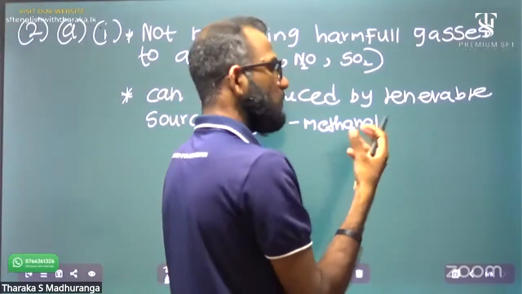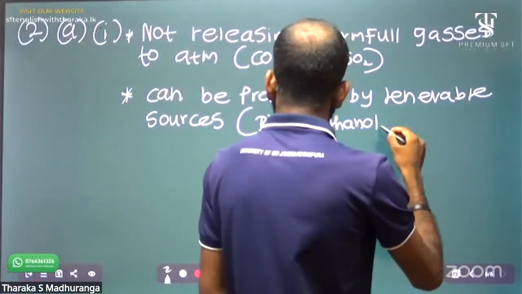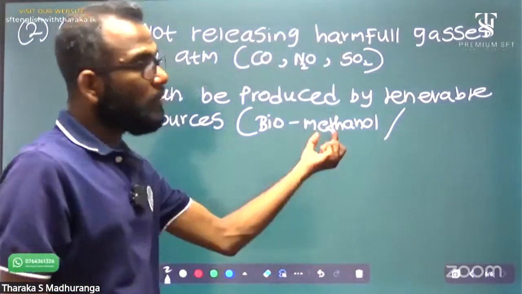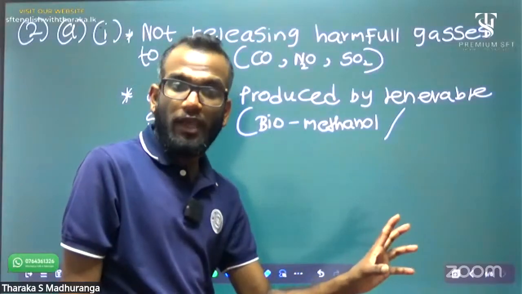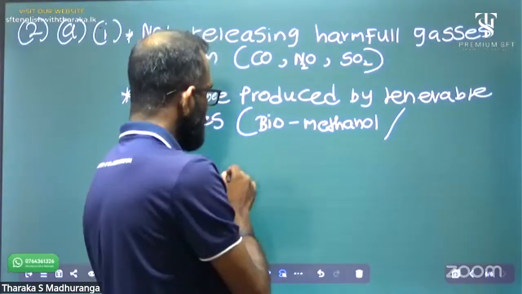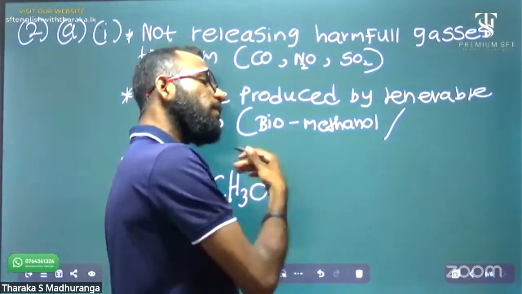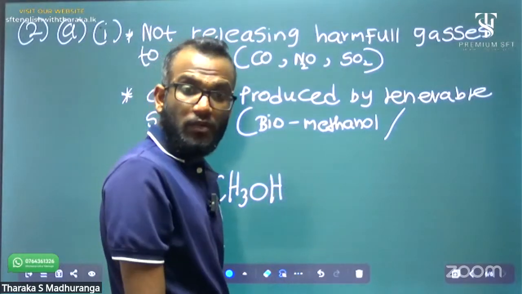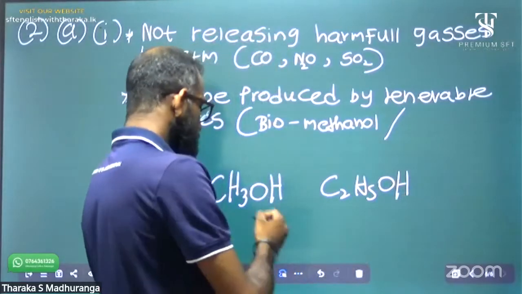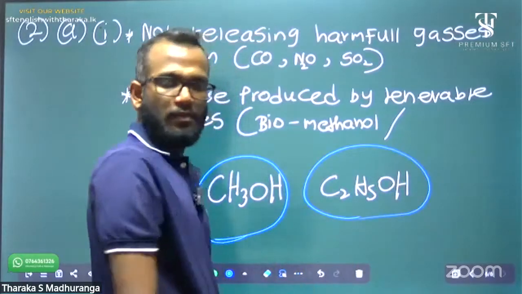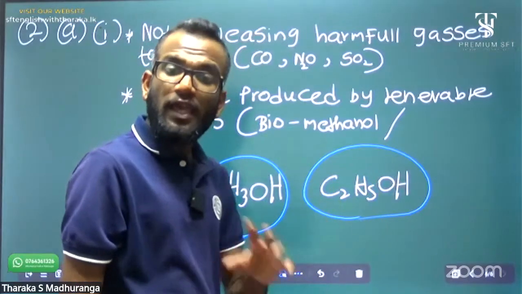Biomethanol is produced by fermentation of plant sucrose solutions. Remember, methanol is similar to ethanol in color, taste, everything. Methanol means CH3OH. Remember, CH3OH is methanol. That's the main raw material for biodiesel production. What is the ethanol formula? C2H5OH. Methanol, ethanol: taste, smell, color, everything is similar.